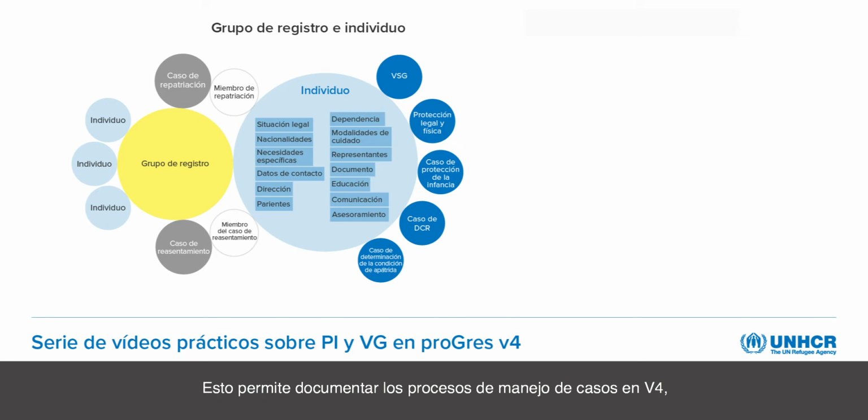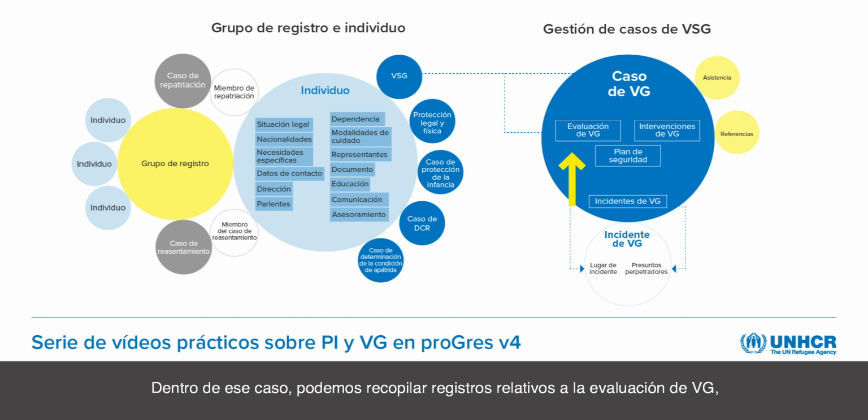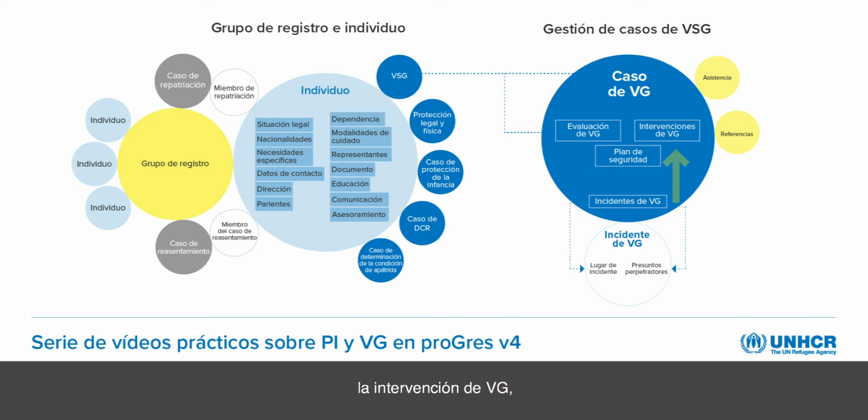This is to allow for case management processes to be documented as in V4, in addition to registration processes, which have always been able to be documented. If we zoom in on the SGBV circle, we then see that here is our SGBV case. Within that case, we have the ability to collect records for SGBV assessment, SGBV intervention, safety plan, and then SGBV incidents, which for GBV is the foundation of our GBV data collection.